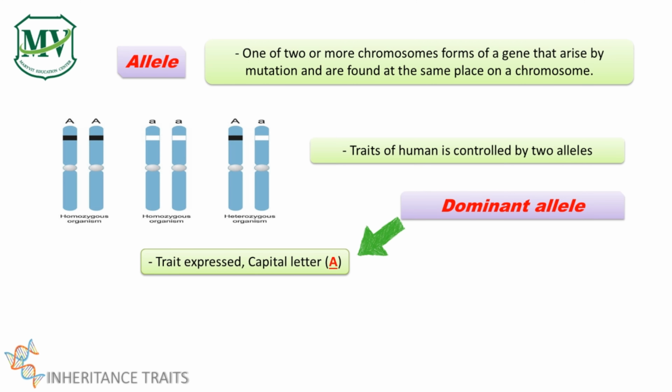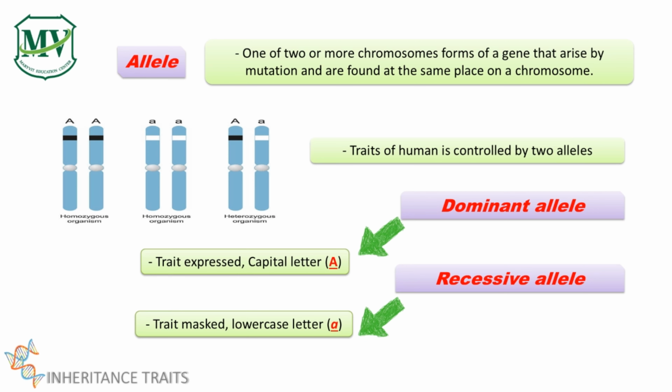A dominant allele is a variation of a gene that will produce a certain phenotype, even in the presence of other alleles. The dominant allele will show its effect when it is present, and usually a capital letter is used to represent the dominant allele. On the other hand, the recessive allele can only show its effect in the absence of the dominant allele, and a small letter is a representation for the recessive allele.